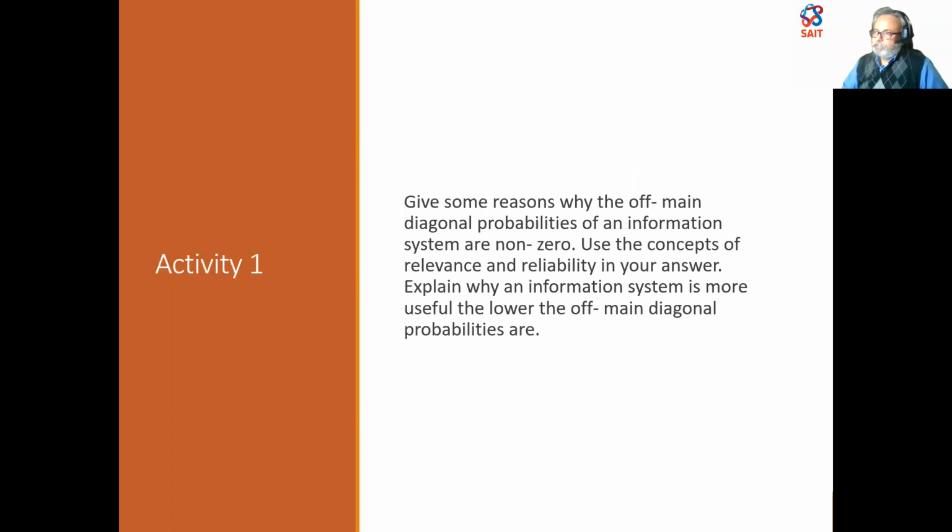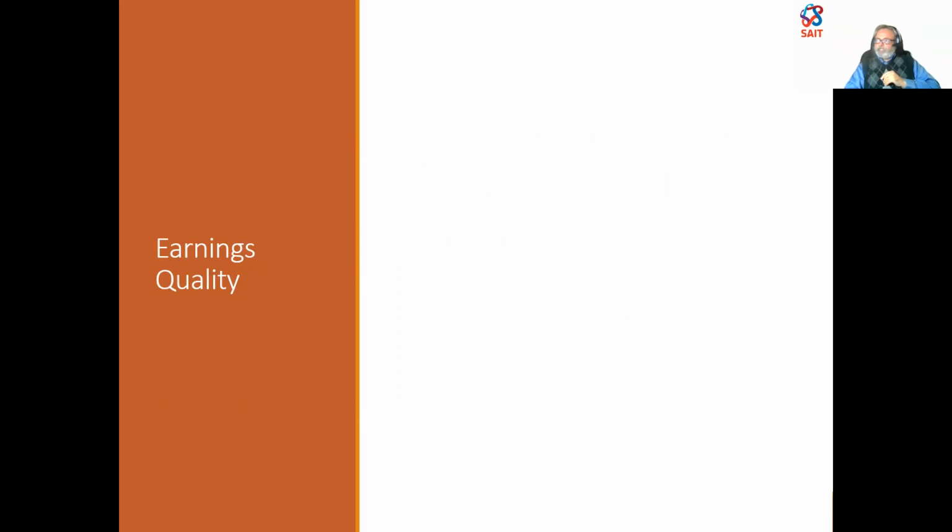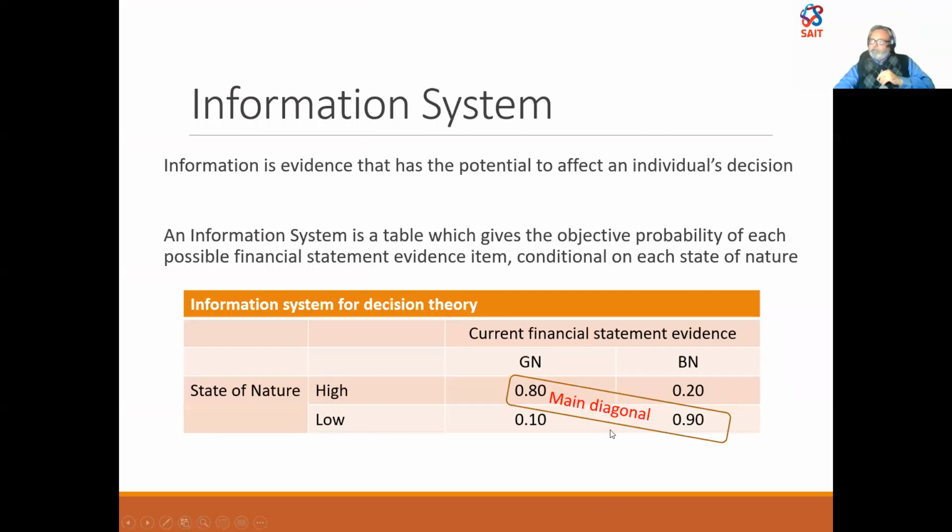So a question could be asked: why do we have off main diagonal probabilities of an information system being non-zero? What I mean by that is, if this were the main diagonal, 80-90 was the main diagonal. The off main diagonal probabilities are this 20%, 10%.